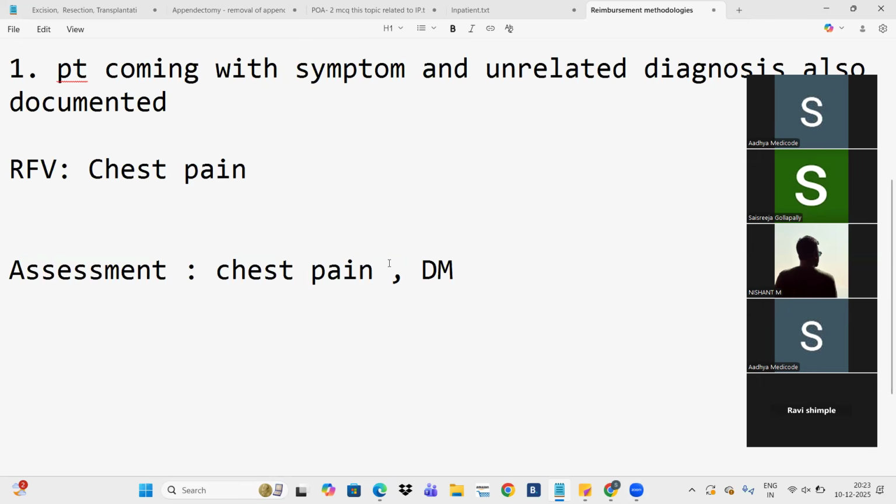If they find an unrelated diagnosis also, we should not code it as the PDX. We should not code an unrelated diagnosis as PDX. Now, the patient comes with a symptom and an established diagnosis is documented.